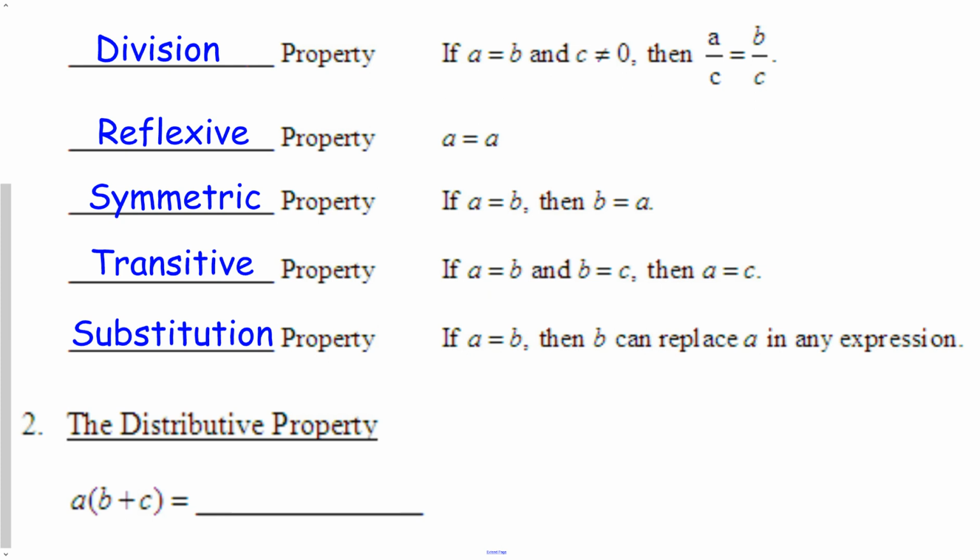And then lastly, the distributive property. If you have A times the quantity of two terms being either added or subtracted, you'd be able to distribute that outside value, multiplying it by both terms inside your grouping symbols.